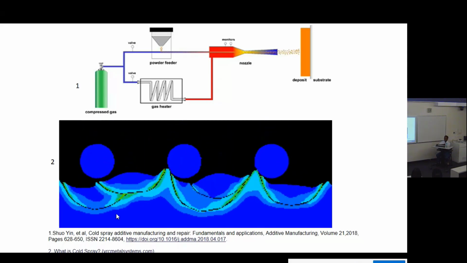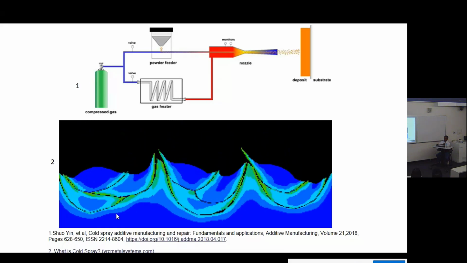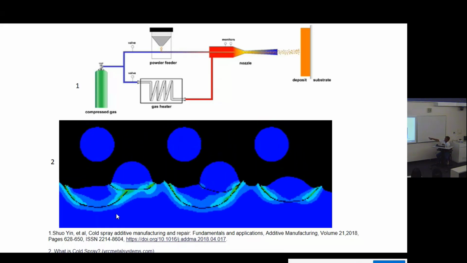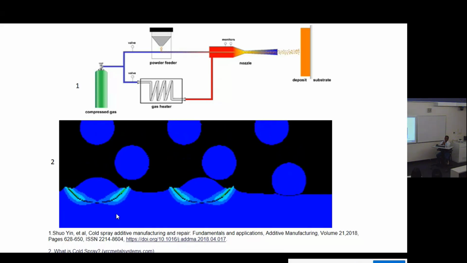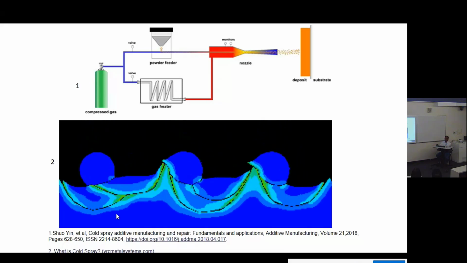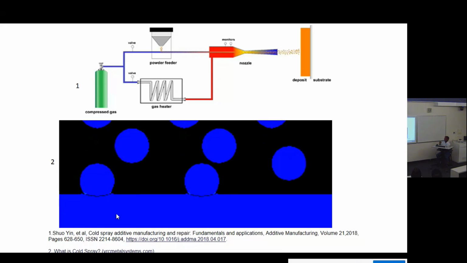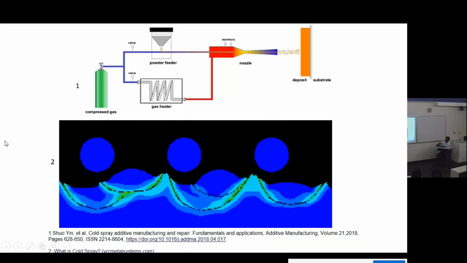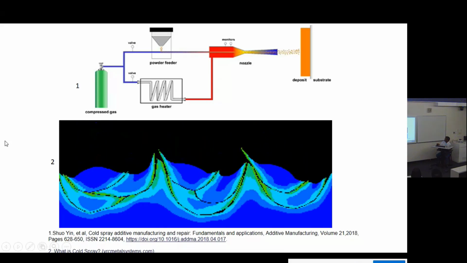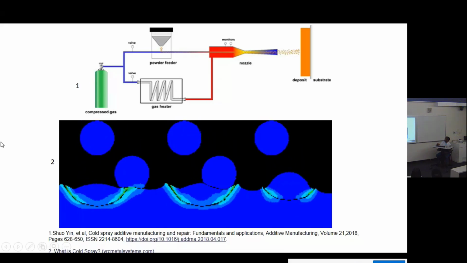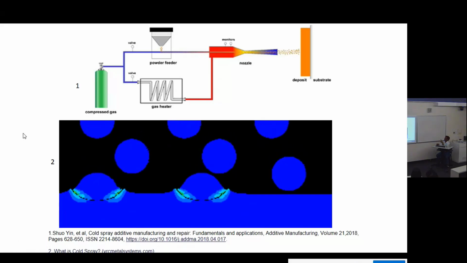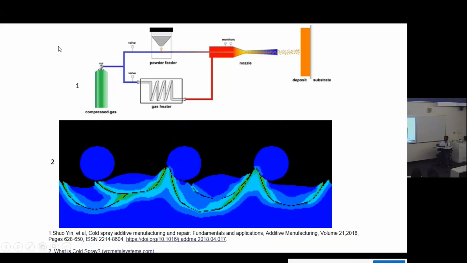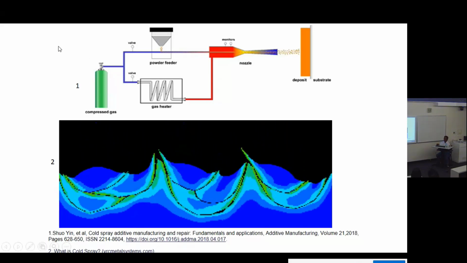The whole idea is that the metals should deform, and also the oxide layer should be removed. So that is the whole idea behind this cold spray. The velocity at which the powder exits the nozzle will be about 3 times the speed of sound.